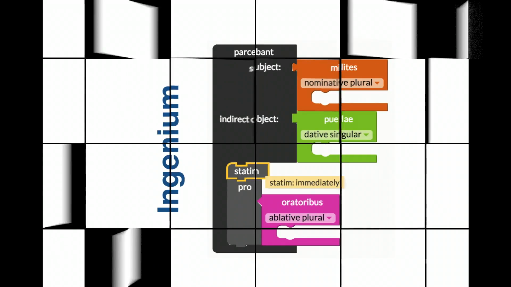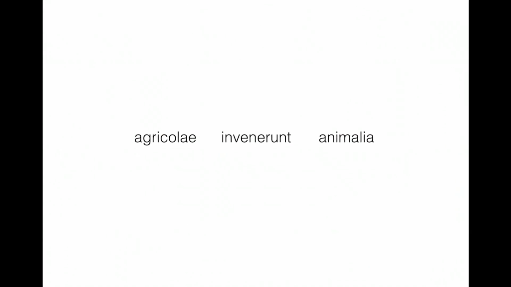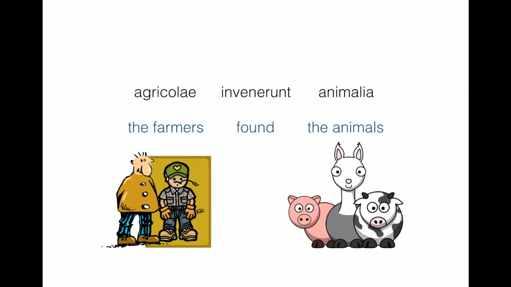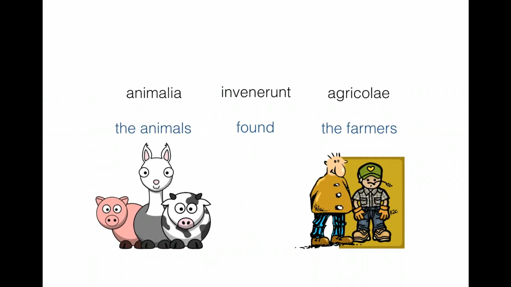In English, when we say the farmers found the animals, we rely on the subject farmers to be before the verb found and animals to come after as the object. In Latin, that can be agricolae invenerunt animalia. If we change the order of the words in Latin, the meaning will stay the same. This is because the endings of the words inform us of their functions, rather than their positions.